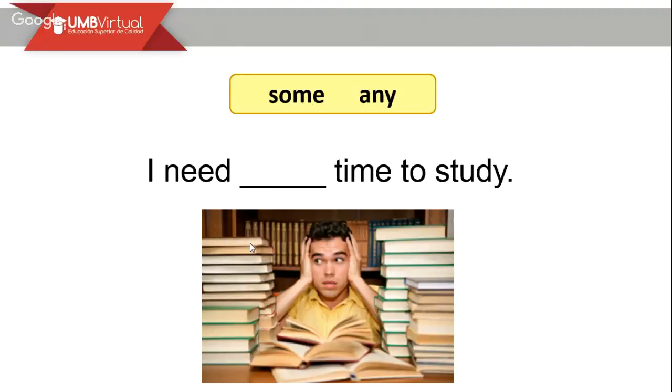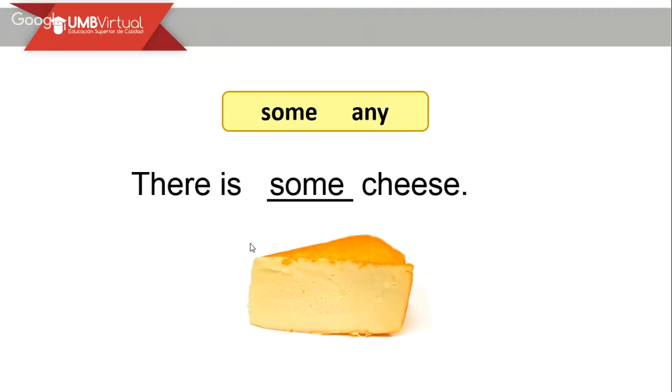Some or any. I need time to study. I need some time to study. There is going to be the correct object. There is cheese. There is some cheese. There is any cheese.